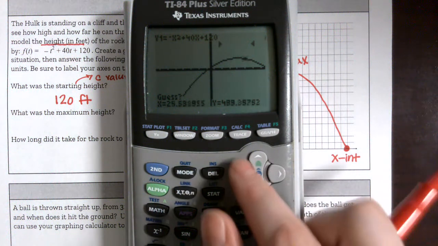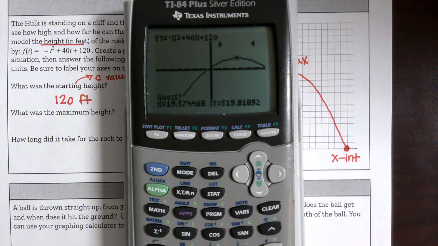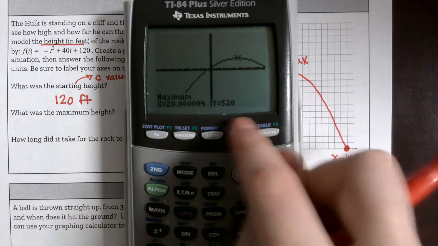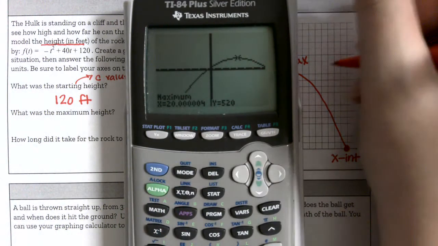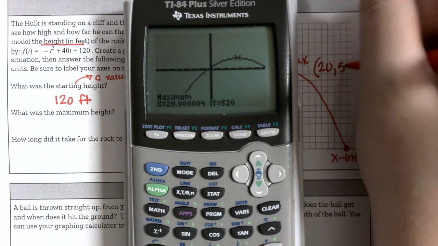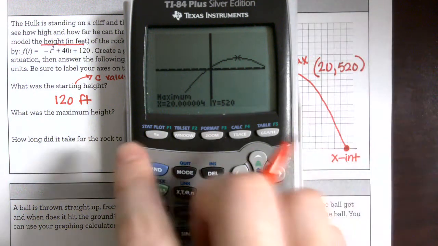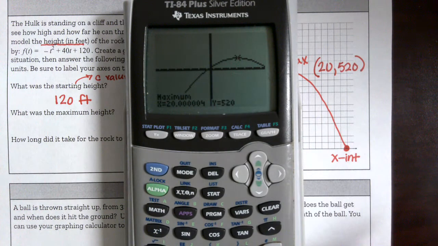So then you're going to guess. Your last thing you're going to do is guess where you think it is. This is where I think it is. And then it will tell you what your maximum value is. So my maximum value up here is 20, 520. If it has a long decimal like this, you can round it. It's just trying to get very close.